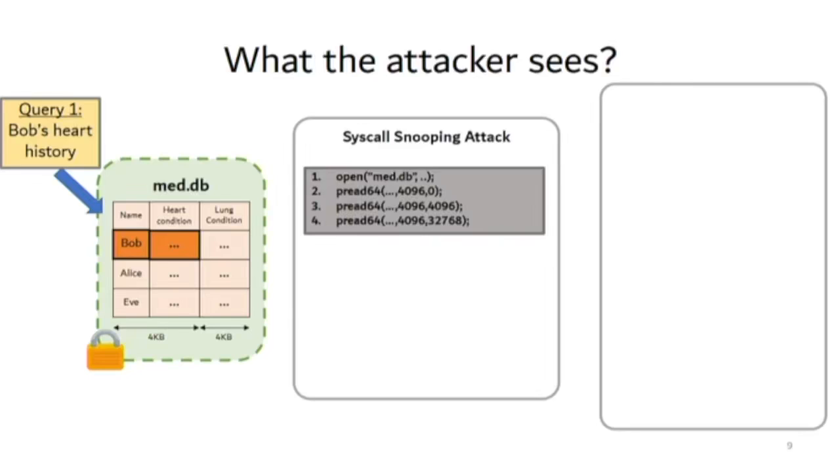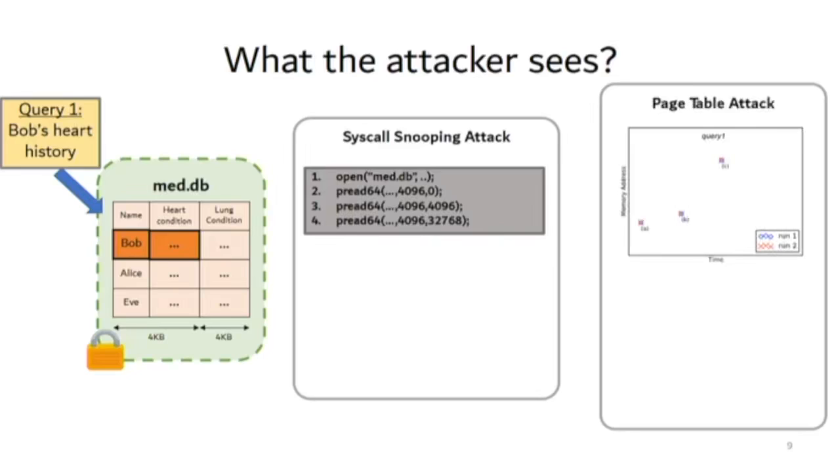Sorry, the third entry. Similarly, using the page table attack, you can get very similar traces. The attacker definitely sees that the first two are very close to each other, at only 4 kilobyte offsets, and the next one has a specific offset. Based on these traces and multiple runs, the attacker would find out where the database starts from, and at this offset the access was performed. So that means that this entry was accessed.